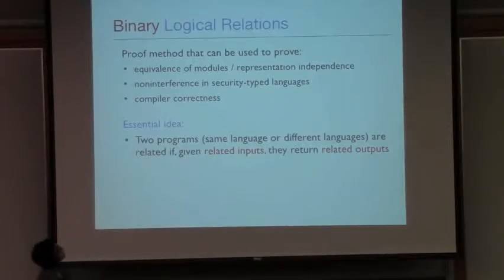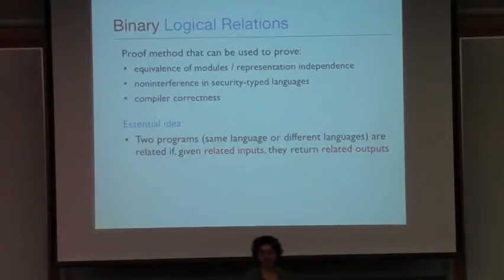We've talked about some of these things. Andrew's been talking about non-interference. And you can use binary logical relations for proving compiler correctness. I'll come back to this because I have a slide about some current work on this. But here the basic idea would be to set up a logical relation between a high-level language and the low-level language that you're compiling to.